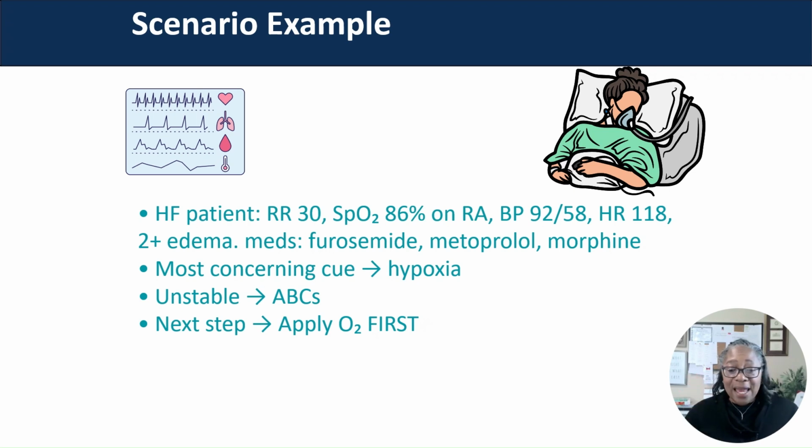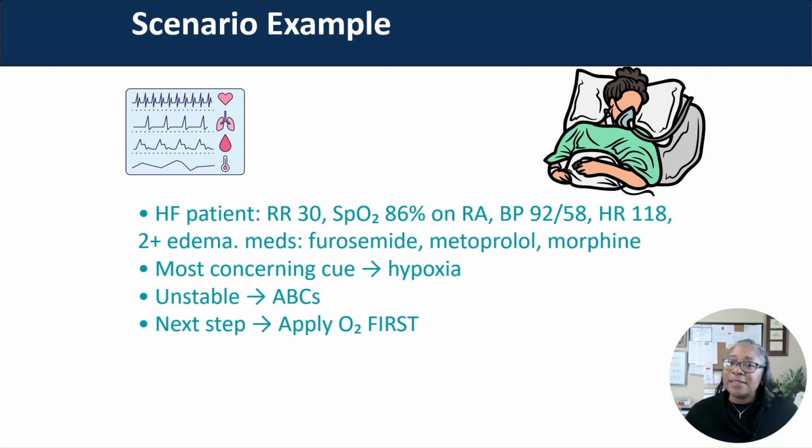The medicines you have are furosemide 40 milligrams IV, metoprolol 25 milligrams PO, and morphine 2 milligrams IV as needed. So now let's go through the steps. Step one, what is most concerning? So you've got some things going on. Respiratory rate 30, SpO2 86, blood pressure 92/58. So the immediate threat, ABCs, oxygen failure.